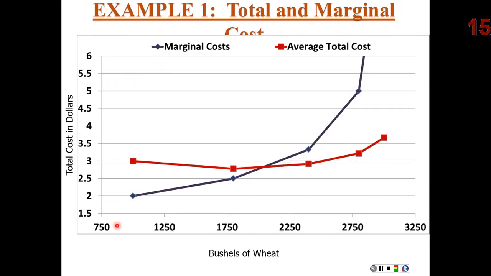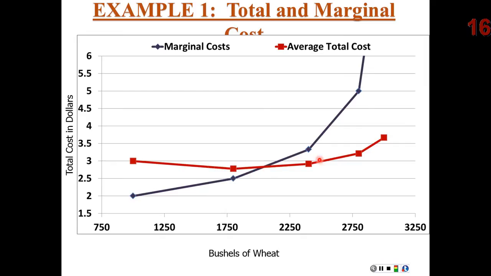Here we have output on the x-axis, and we have our costs in dollars on the y-axis. The bluish or purple line is our marginal cost for Farmer Jack, and the red line is our average total cost. What do you notice about the shapes? Well, again, the marginal cost is increasing exponentially. The average total cost looks like it's declining for a period, then it begins to increase.